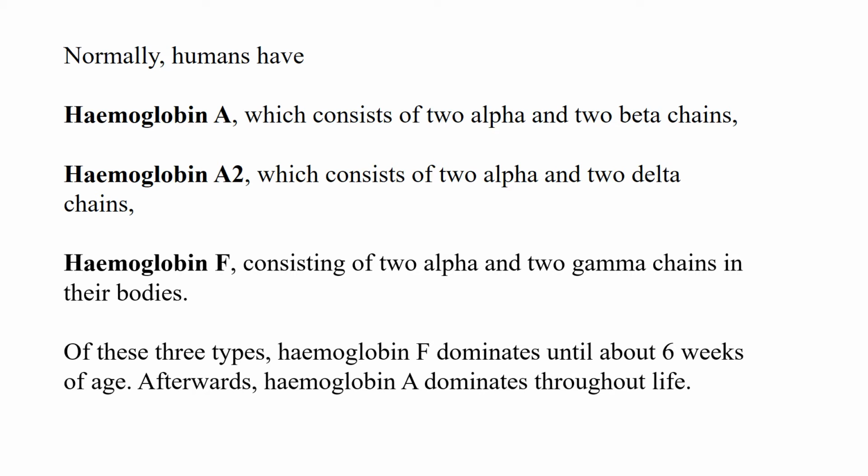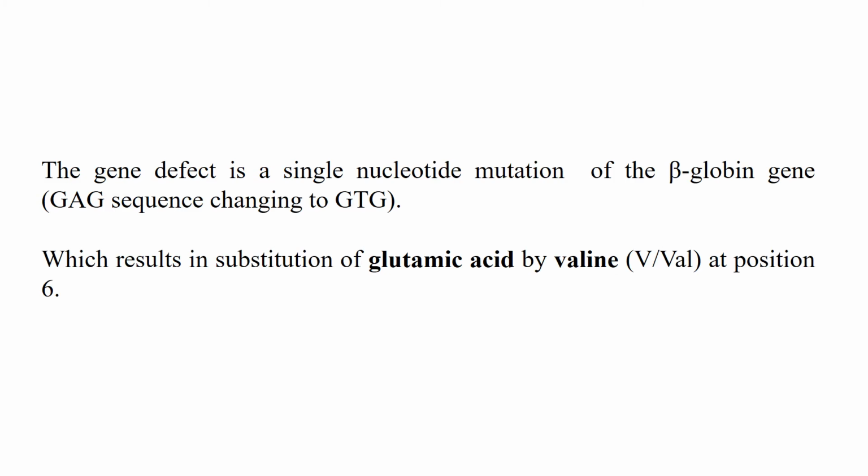throughout life. The gene defect in sickle cell anemia is a single nucleotide mutation of the beta globin gene. Beta globin gene में single nucleotide mutation हो रही है. There, the GAG sequence changes to GTG. GAG sequence change हो रहा है GTG में. सिर्फ एक न्यूक्लियोटाइड A की जगह रिप्लेस हो रहा है, A को रिप्लेस कर रहा है T. After this mutation, this results in the substitution of glutamic acid by valine.